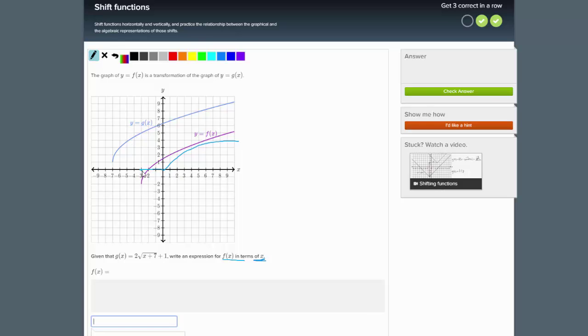So inside my grouping symbol, I'm going to have a plus 3 because it shifted left 3. So 2 stays the same from here. Square root of x is shifted left 3, so this would be a plus 3 inside my grouping symbol. Yes, square root's a grouping symbol. And then this shifted down 2, so outside my grouping symbol will be a minus 2. So I typed it in as 2 sqrt for square root, parentheses, x plus 3, parentheses, minus 2.